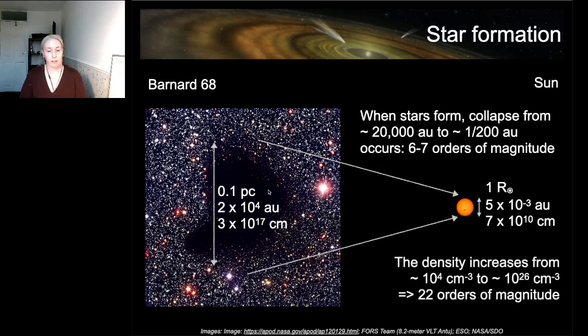And because the density goes as the square of the size, the density increases from 10⁴ per centimeter cubed to about 10⁻26 per centimeter cubed. And that's 22 orders of magnitude. So sorry, the density will go as the size cubed. So we have 6 or 7 orders of magnitude in size change, which translates to about 22 orders of magnitude in density. So again, a really, really huge change in the size and density of the object, going from the fairly diffuse, though still dense, molecular cloud all the way down to a star like the Sun.